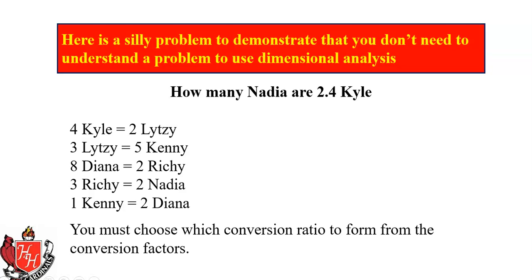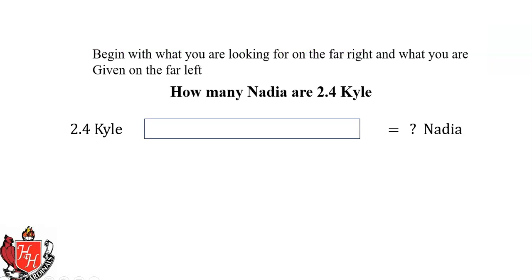So 4 Kyle equals 2 Litzy, 3 Litzy equals 5 Kenny, 8 Diana equals 2 Richie, 3 Richie equals 2 Nadia, and 1 Kenny equals 2 Diana. So now what you have to do is create 2 conversion ratios out of each of those conversion factors, and then you're going to choose which one you should put in the equation. So let's see how this works.